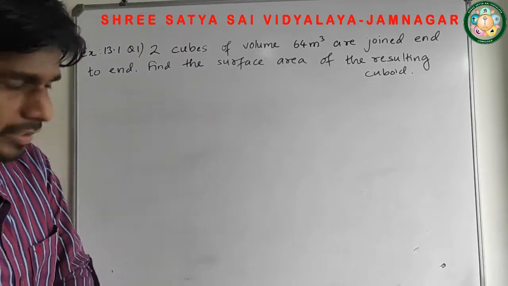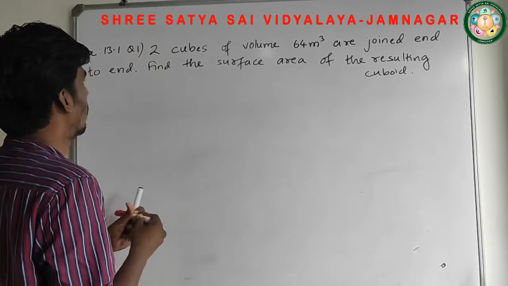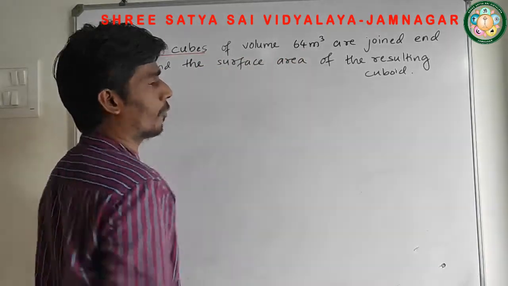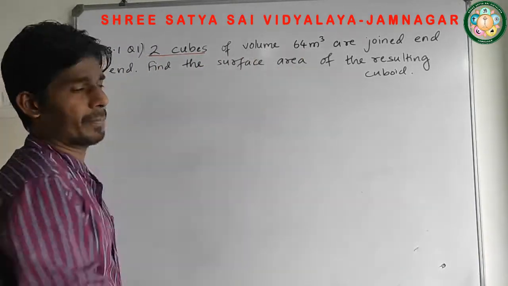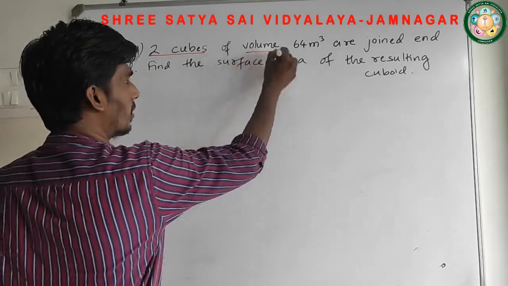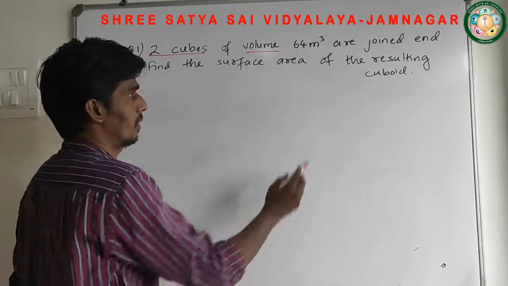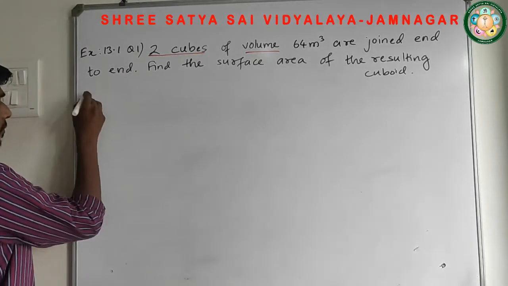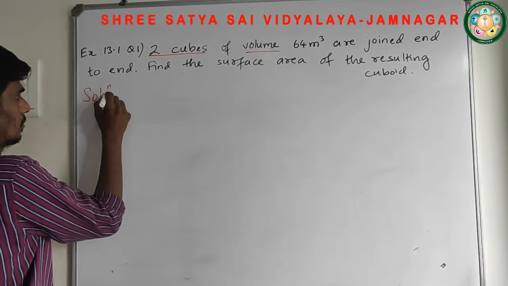Now read the statement. Two cubes of volume 64 meter cube. So in the first statement itself they have given the volume of two cubes, which are joined end to end. What does it mean, end to end? Let me show the solution.